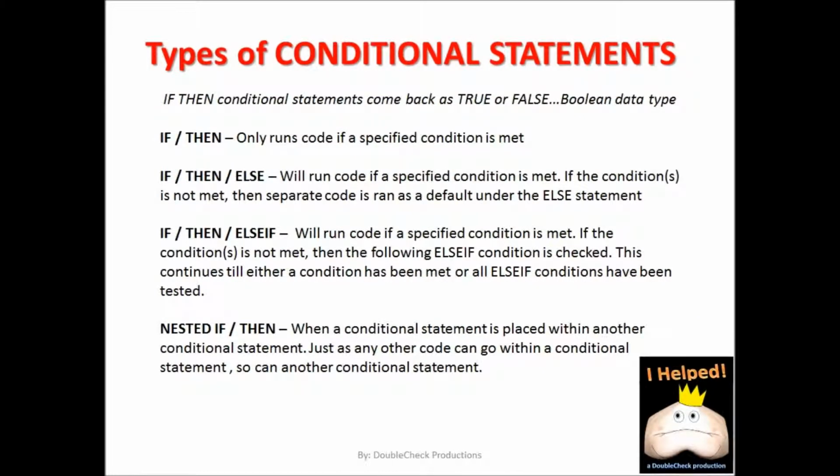Now we're going to review the different types of conditions, the different if-then statements that we can work with. There are several different types, but all of them work with true or false values, which are a Boolean data type. The first one is just a simple if-then statement. This only runs code if a specific condition is met.